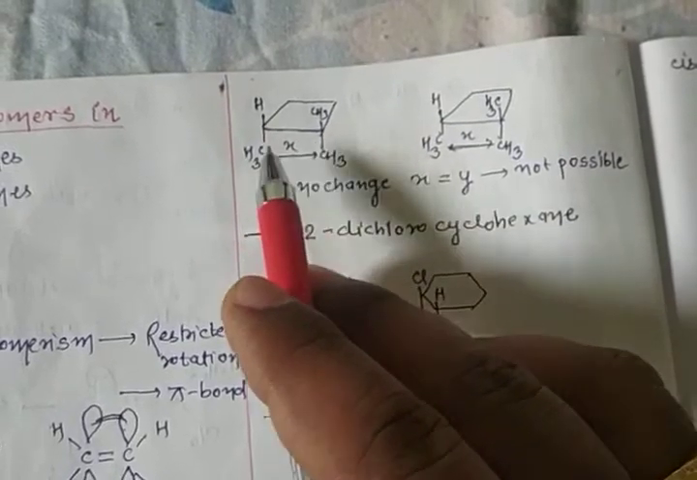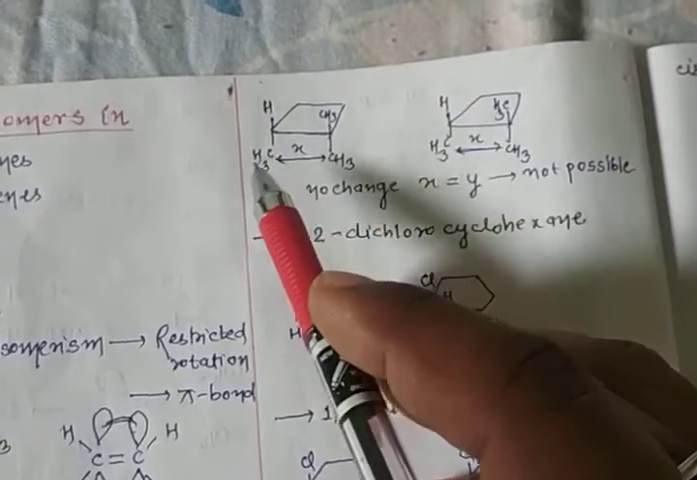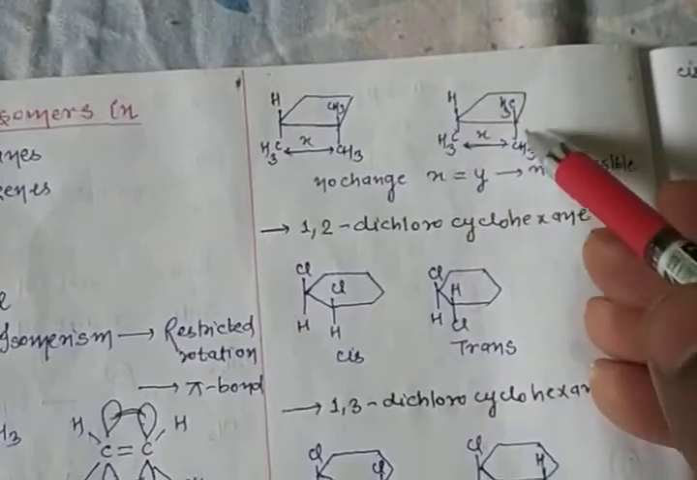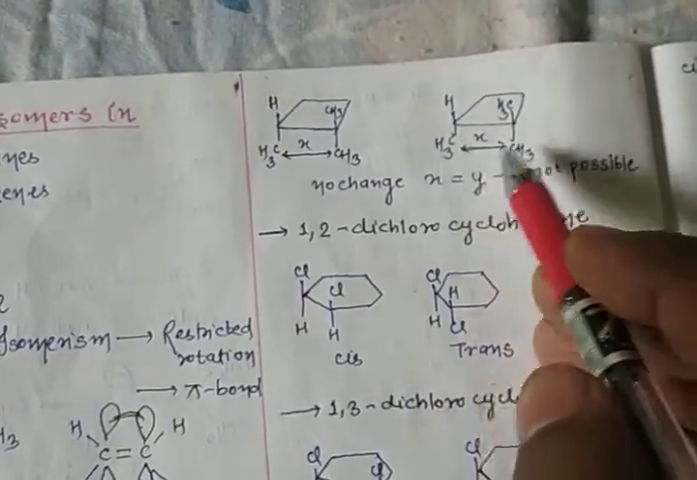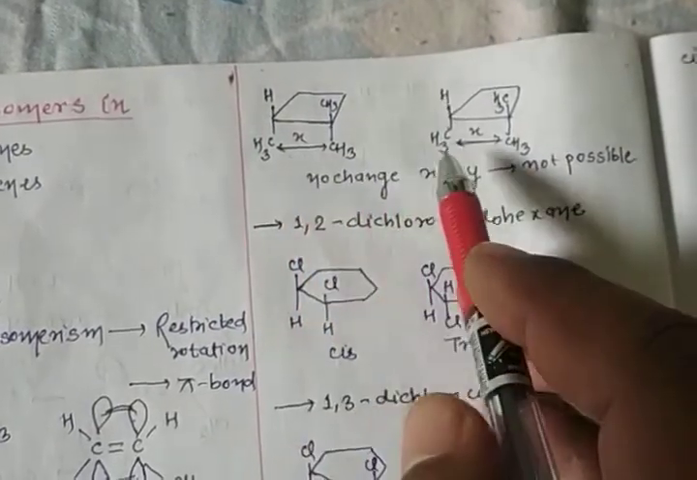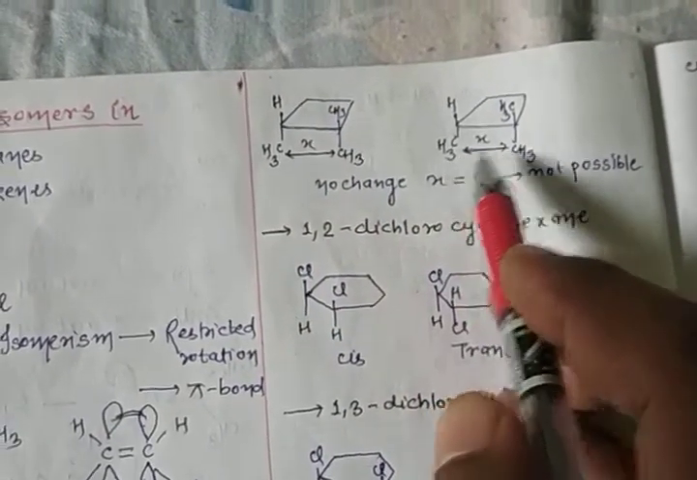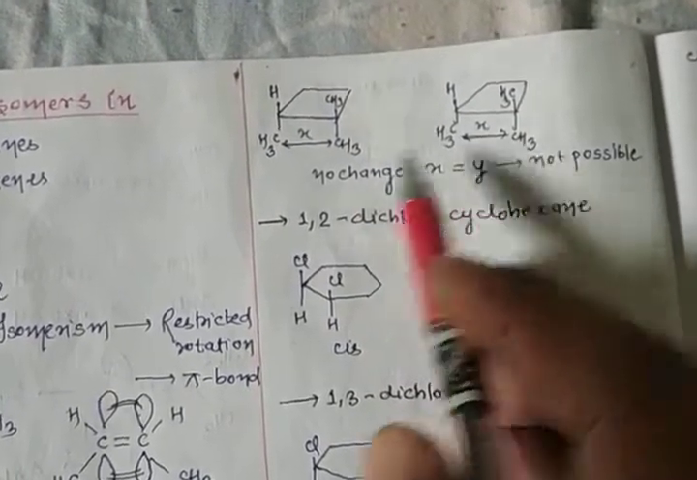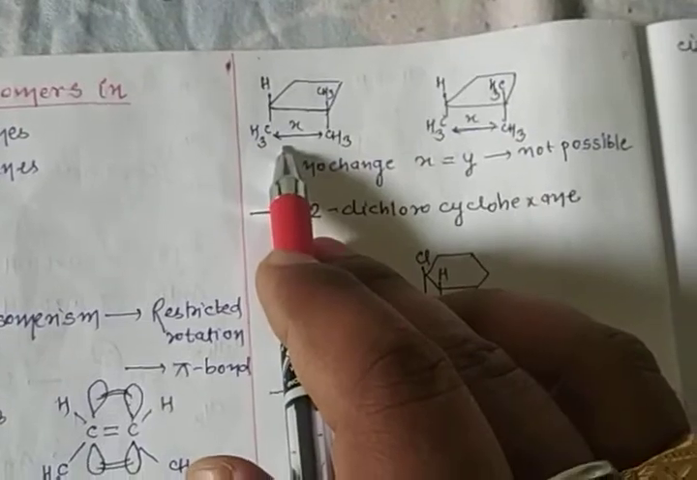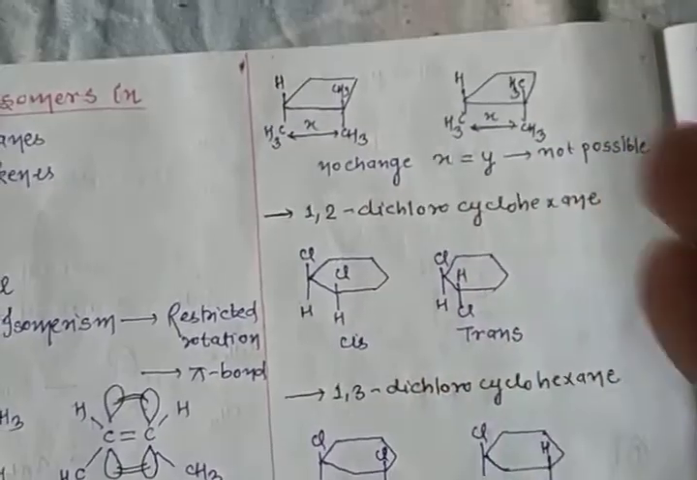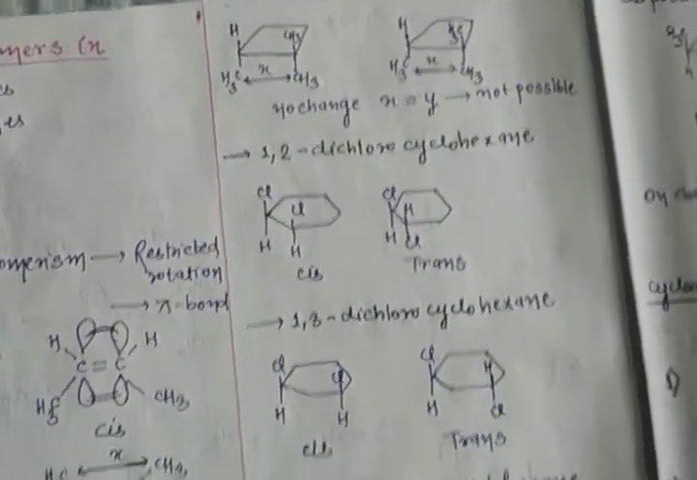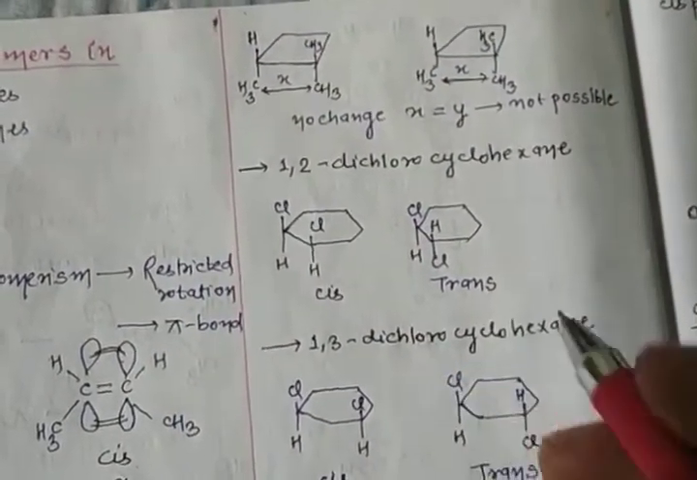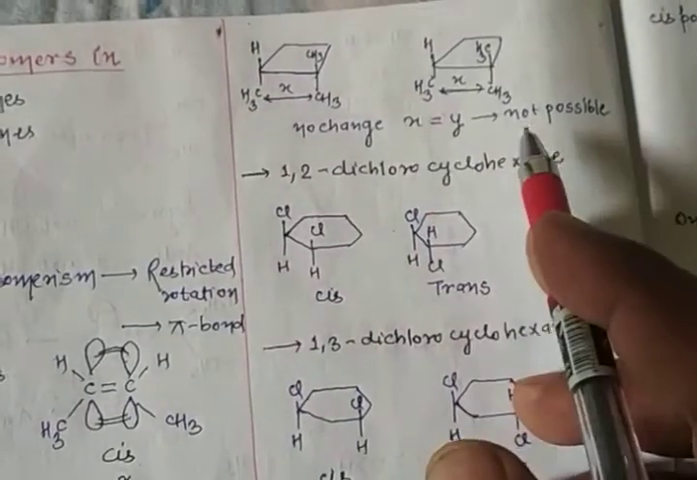Suppose on carbon 1 there are 2 CH3 groups, so this is cis. Definitely this is cis. But if you change to this side, again the same group is there, so this is x and this is also x. This is not y. The same CH3 is there, so it is cis, the same group is also there. This is also cis, so no transformation is there. This type of example does not show geometrical isomerism, so it is not possible.